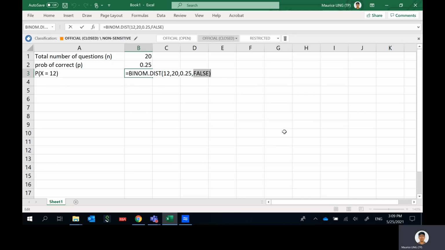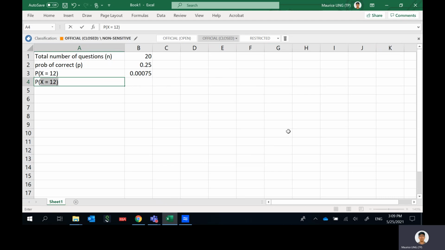Zero point zero, not 0.0. Make sure that you have only 4 variables. Okay. So you can also do, what is the probability?